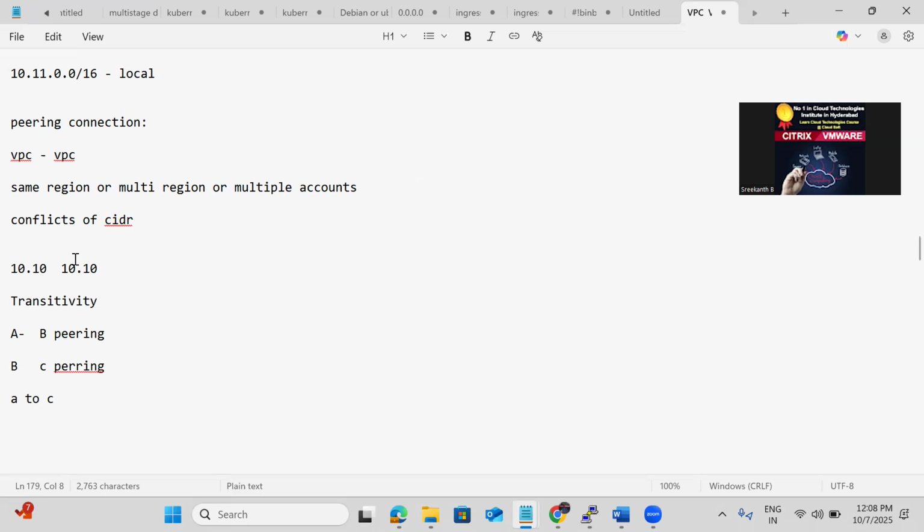So these are the three conditions. First, we should have IPs in the reserved private ranges. Second, conflict of CIDRs is not allowed. And the third one is transitivity, which we don't get between them. Any doubts on this?